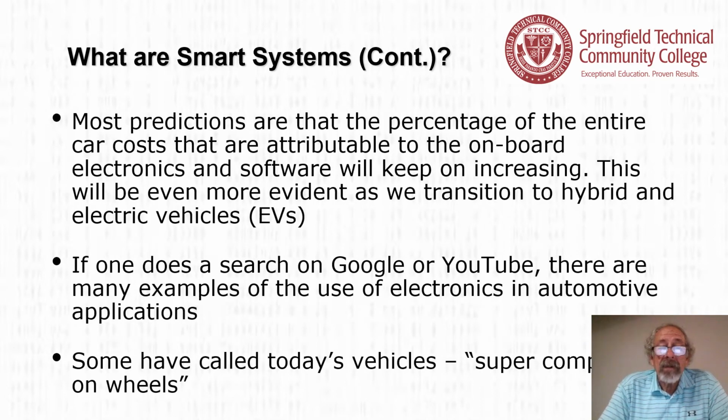Most predictions are that the percentage of the entire car cost attributable to the onboard electronics and software will keep on increasing. This will be even more evident as we transition to hybrid and electric vehicles. If one does a search on Google or YouTube, there are many examples of the use of electronics in automotive applications. And some have called today's vehicles supercomputers on wheels. I mean, the processing power of all these little microcontrollers is much more than the initial computers that were first invented way back in the 1940s.